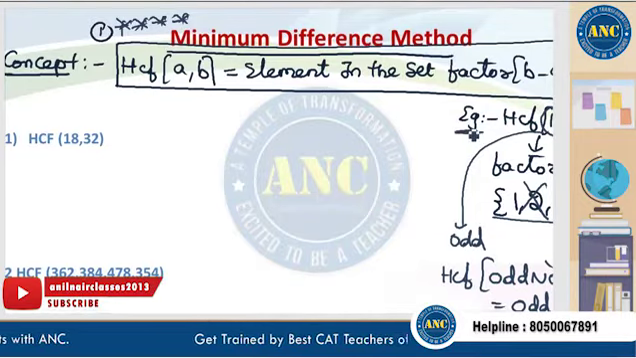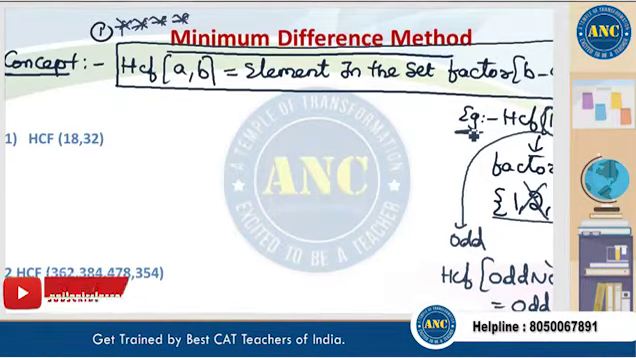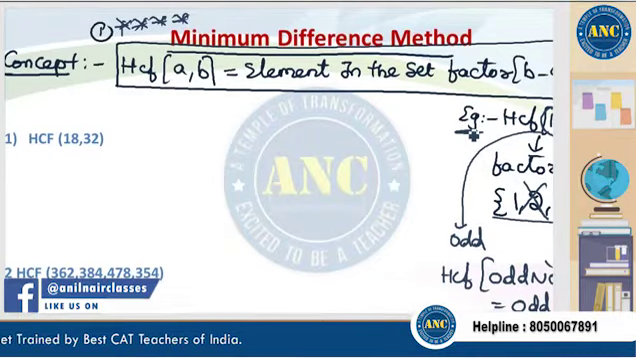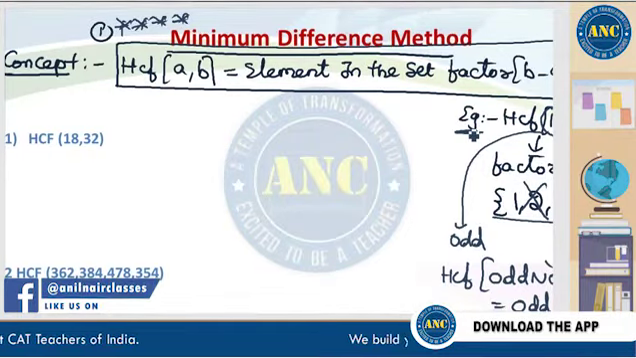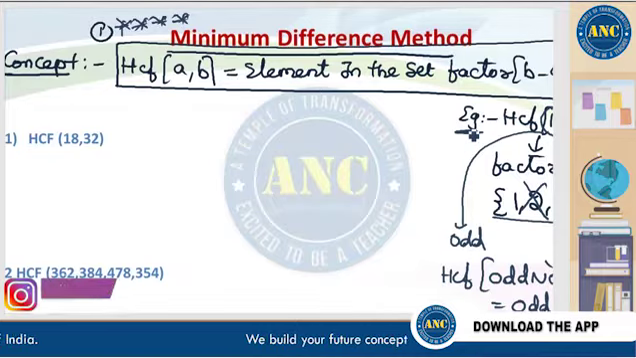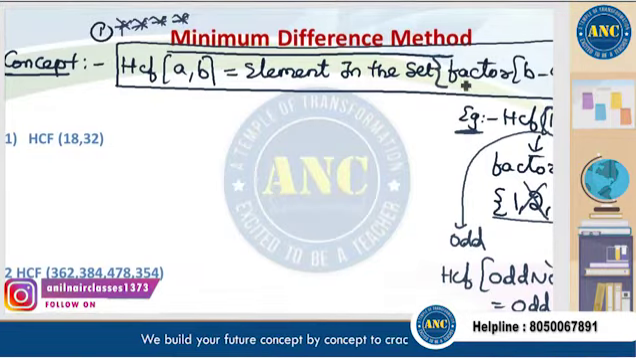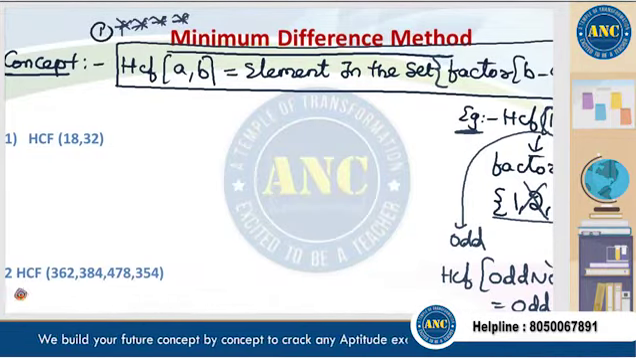Why should it be a factor of B minus A? I took an example to show how it can be an element in the set factor of B minus A.